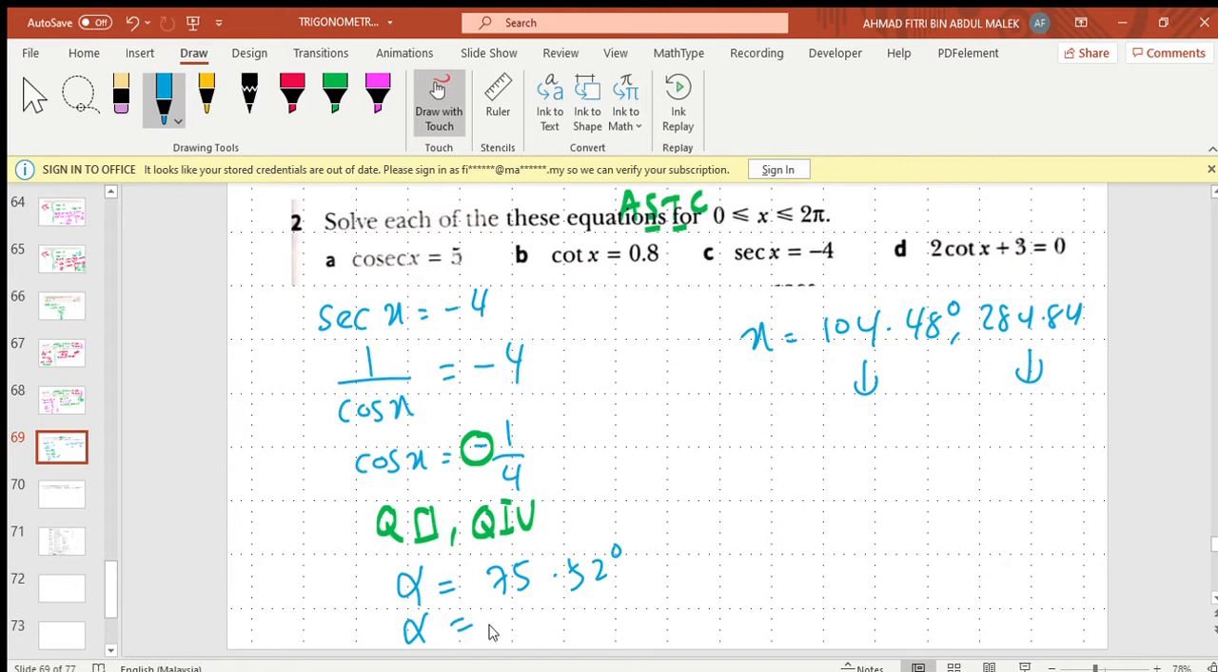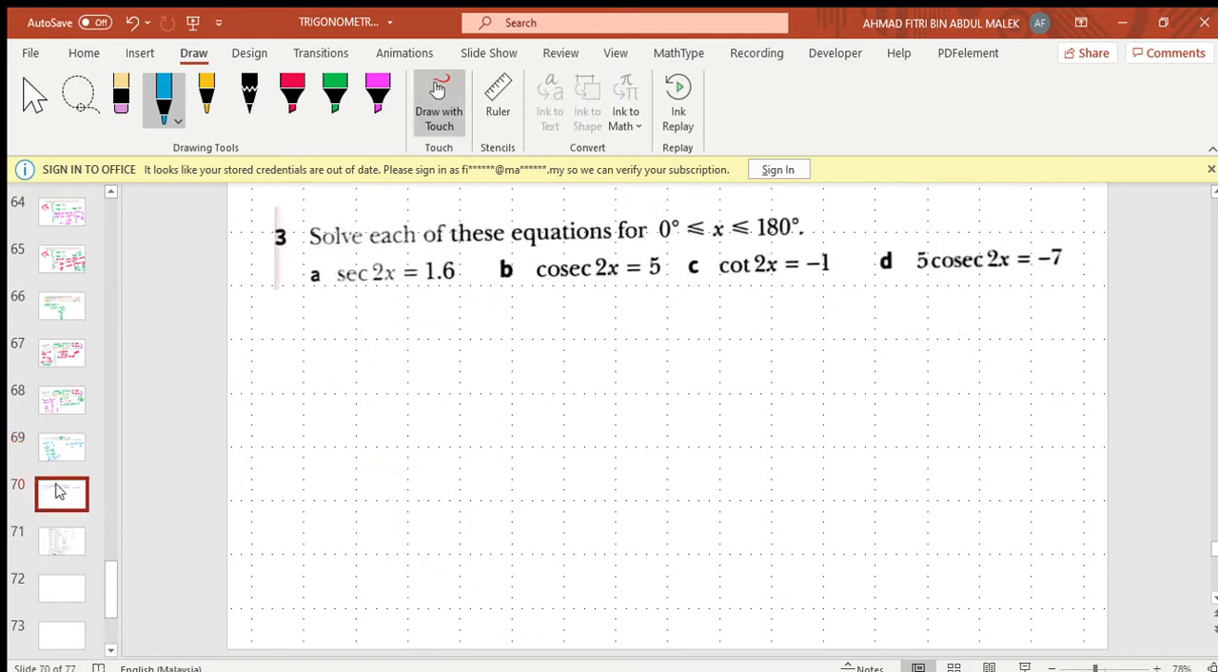So bila you tekan shift cos 0.25, you akan dapat dalam bentuk radian that is 1.31 something. Tapi susah sikit nak nampak dalam bentuk radian ni. Okay, better you buat dulu dalam bentuk ni then convert it into radian. Itu jelah pembetulan sikit. Okay, now the question give macam ni.